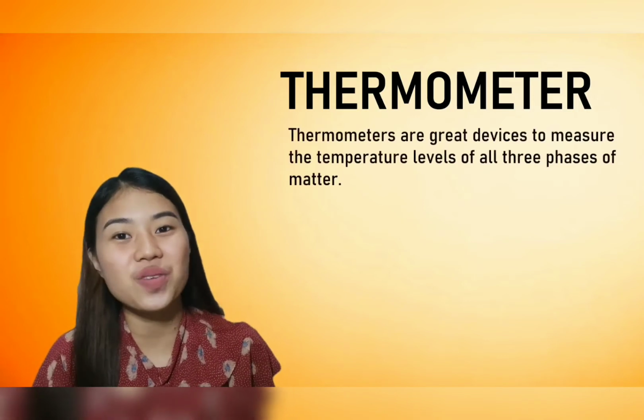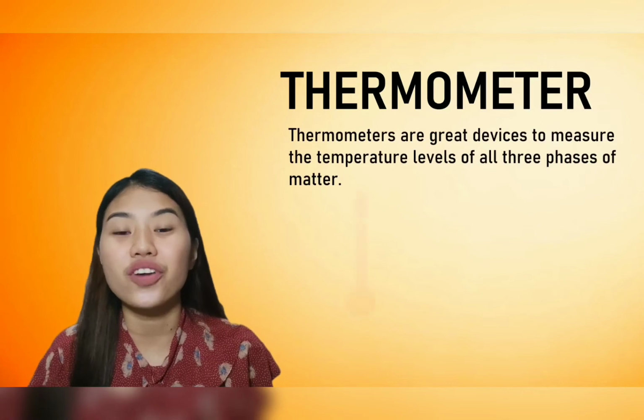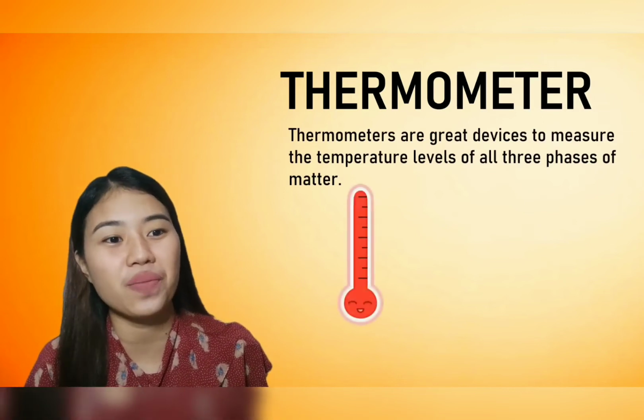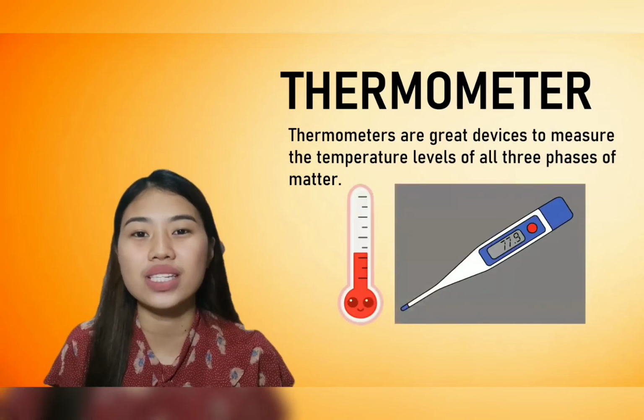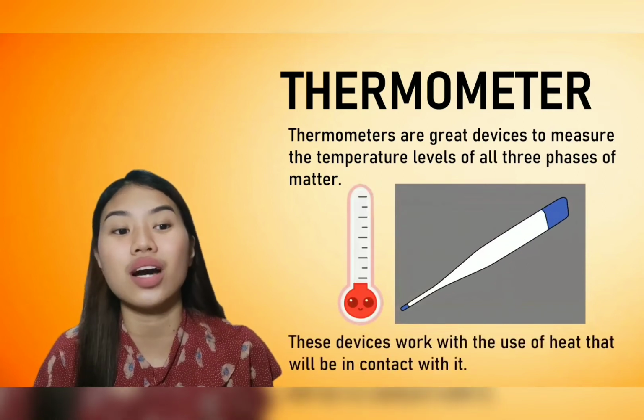Thermometers are great devices to measure the temperature levels of all three phases of matter. The first picture is mercury in a glass, or a mercury thermometer. The second one is a digital thermometer we usually find in our homes. These devices work with the use of heat that will be in contact with it.